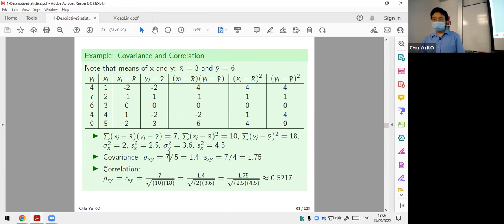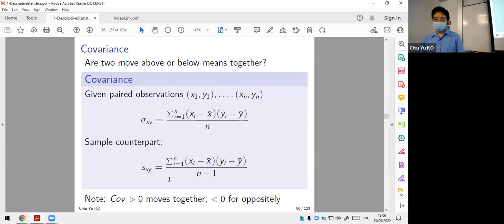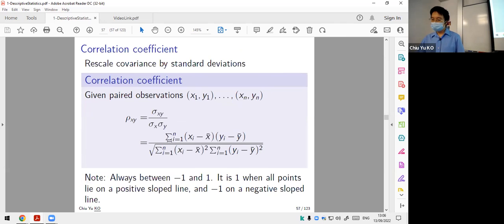And the correlation coefficient, you can calculate three different ways. First, using the direct formula, 7 over the square root of 10 times 18. So this is one way. How this formula comes about is coming from this formula directly.